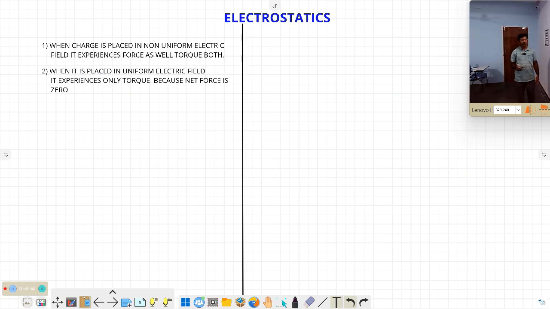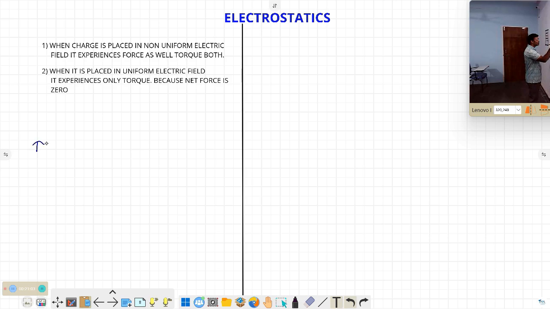Now we are going to discuss the most important concepts for competitive examinations that you have to keep in mind after completion of this theory. The first point: whenever a dipole is placed in a uniform electric field, what happens in this case? It experiences force as well as torque, both. The example we already discussed.